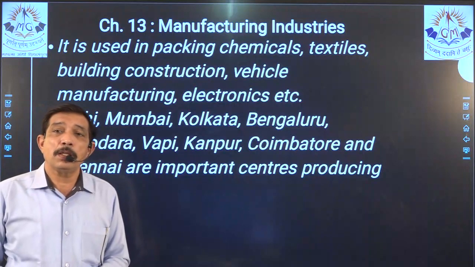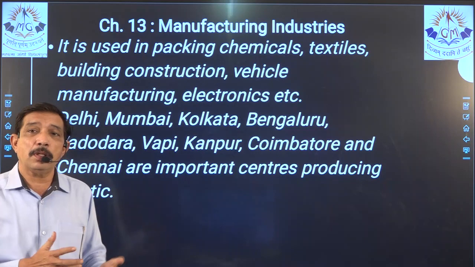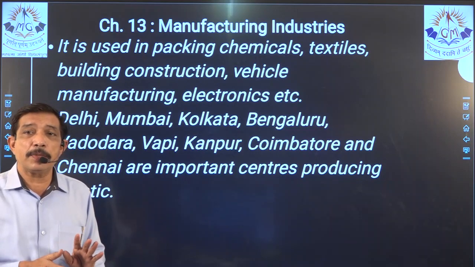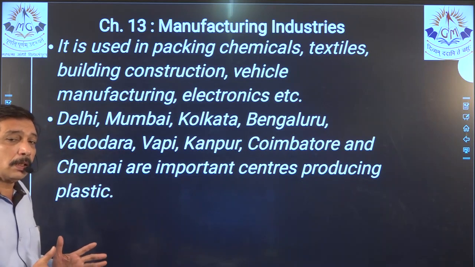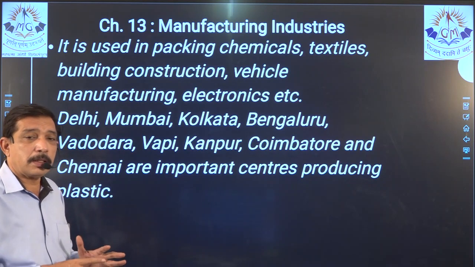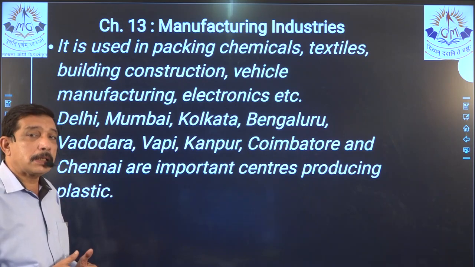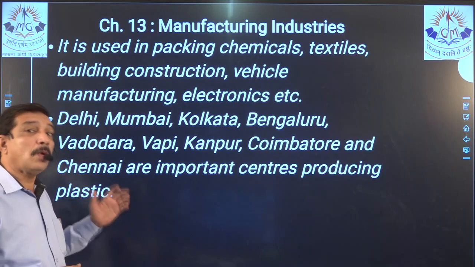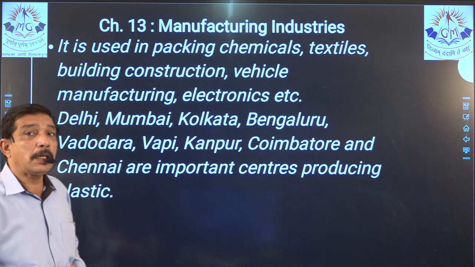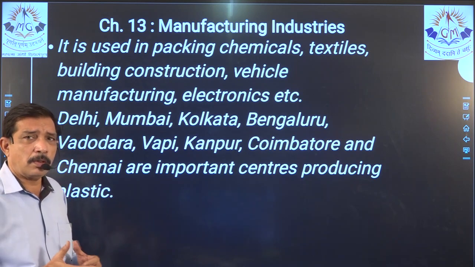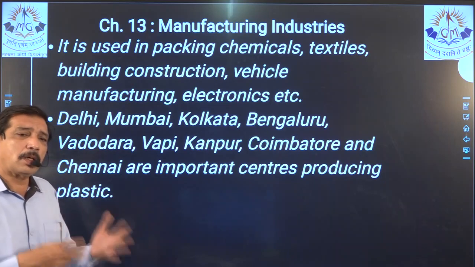Where is it used? In packing chemicals, because chemicals react with the mineral. Now plastic is such a material that it doesn't allow any reaction with the chemicals, so it can be used in packing chemicals, then textiles, right, so that they don't get damp and don't get wasted. Building construction, vehicle manufacture, lots of plastic is used in the interiors of cars, etc. Electronics also, yes, plastic is used. Basically the casing of electronics, or of a TV, or anything, is made out of plastic.